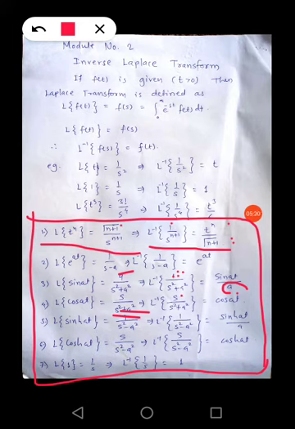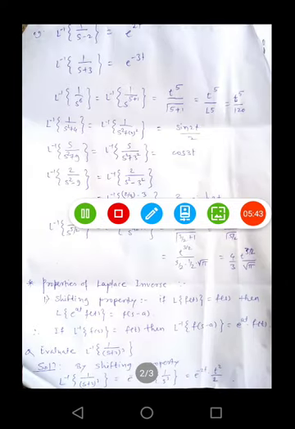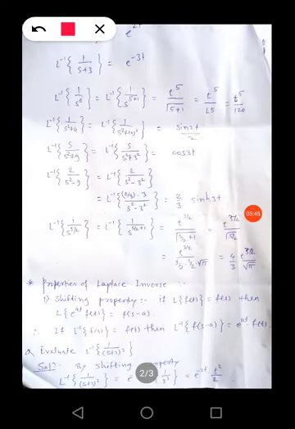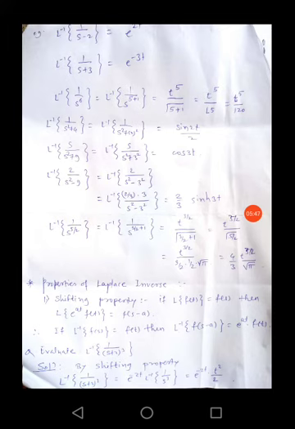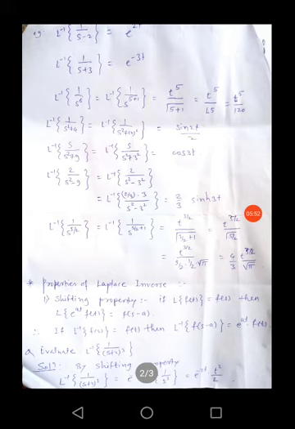Last one, Laplace of 1 equal to 1 upon s, therefore L inverse 1 upon s is equal to 1. So we are going to use these 7 formulas to evaluate some problems. Let's see what is the problem here. So for example, we have L inverse 1 upon s minus a.